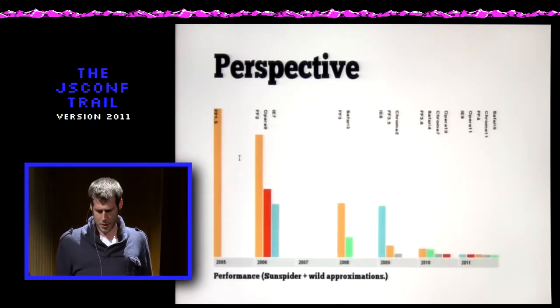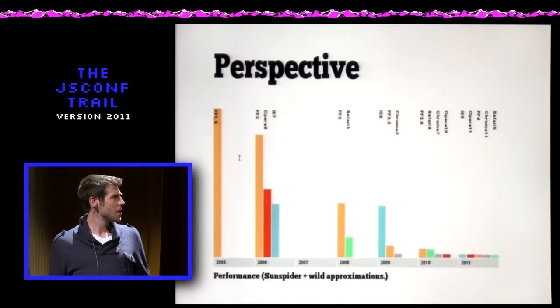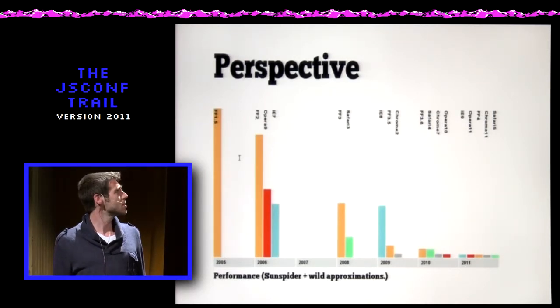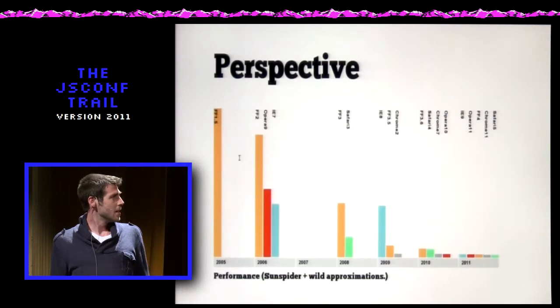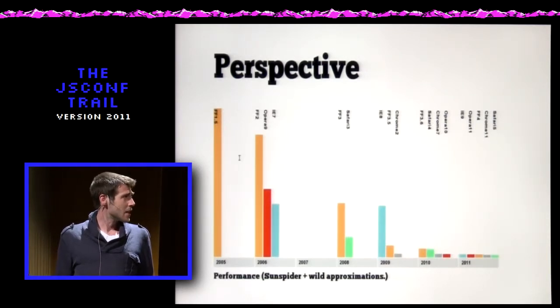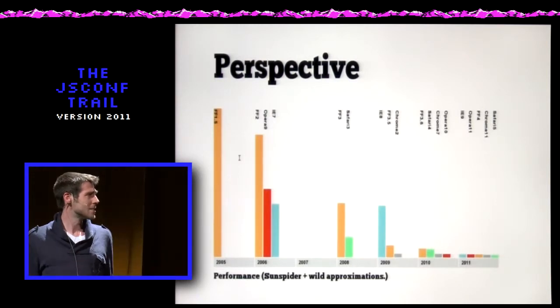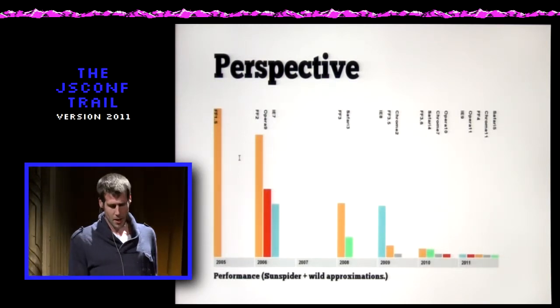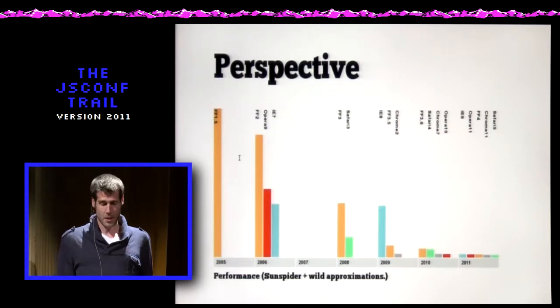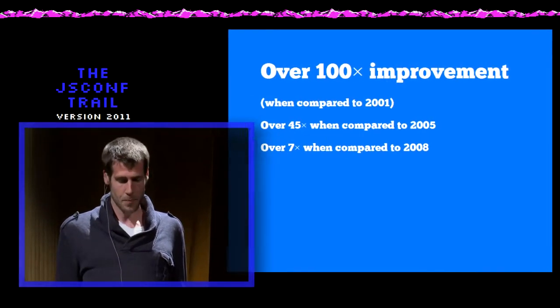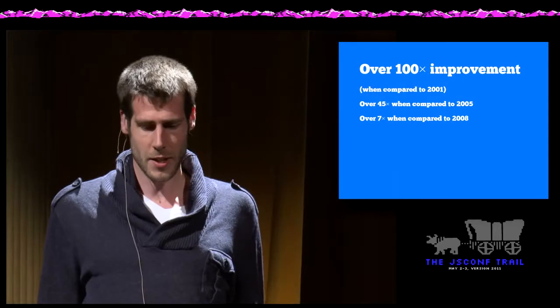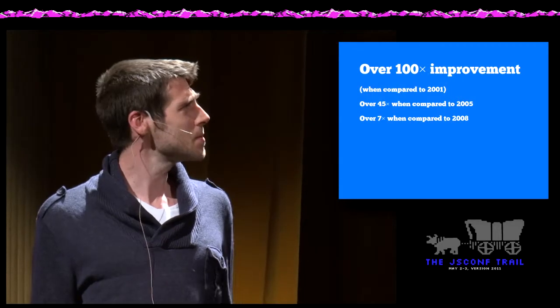And then in the last few years, you see all browsers stabilizing on tiny little bars compared to what we historically had. Part of this is that no one wants to be left behind on the SunSpider benchmark score, so they all micro-optimize for SunSpider, and this should not be taken too seriously. But yeah, things definitely got a lot faster. If you compare to 2001, that's a 100-times improvement.